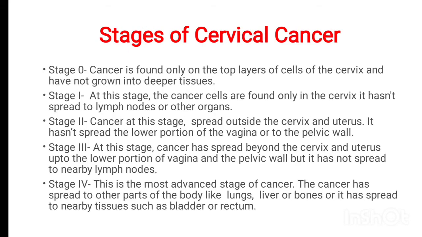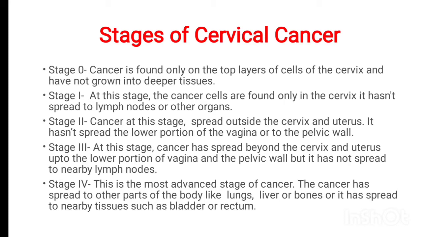So there are various stages of cervical cancer. Stage 0 is when the cancer is found on the top layer of the cells of the cervix and has not grown into the deeper tissue. Stage 1: at this stage the cancer cells are found only in the cervix. It hasn't spread to lymph nodes or other organs. At stage 2, the cancer spreads outside the cervix and uterus, but it hasn't spread to the lower portion of the vagina or to the pelvic wall.